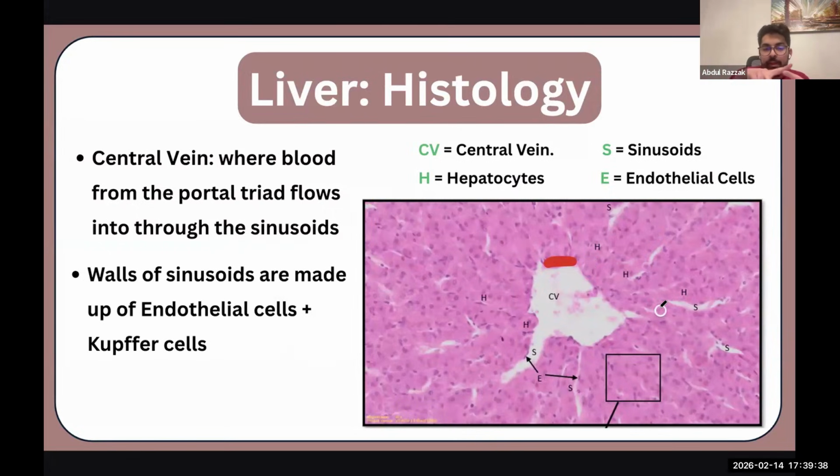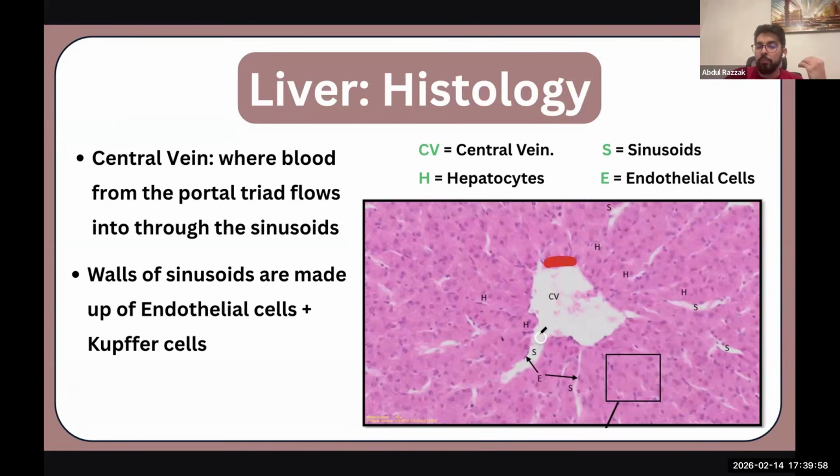These hepatocytes are basically filtering blood that's coming. They're reducing some hormones and doing some metabolism. Okay. However, between those hepatocytes, you can see those white spaces, which are called sinusoids. So sinusoids function to separate sheets of hepatocytes from each other.